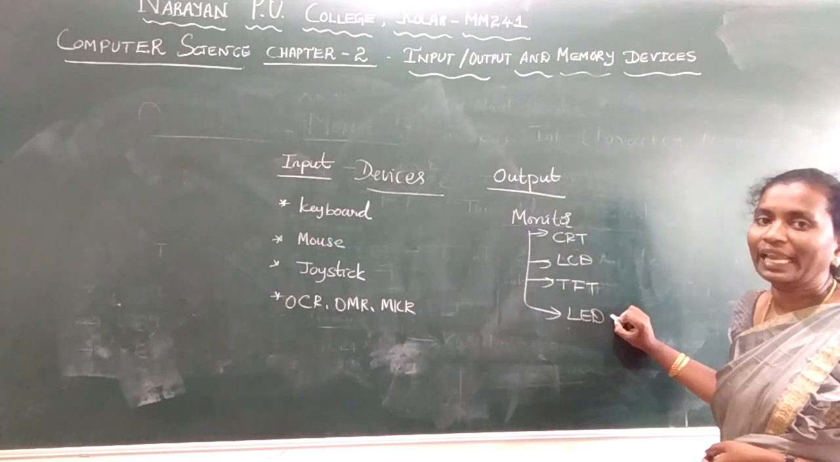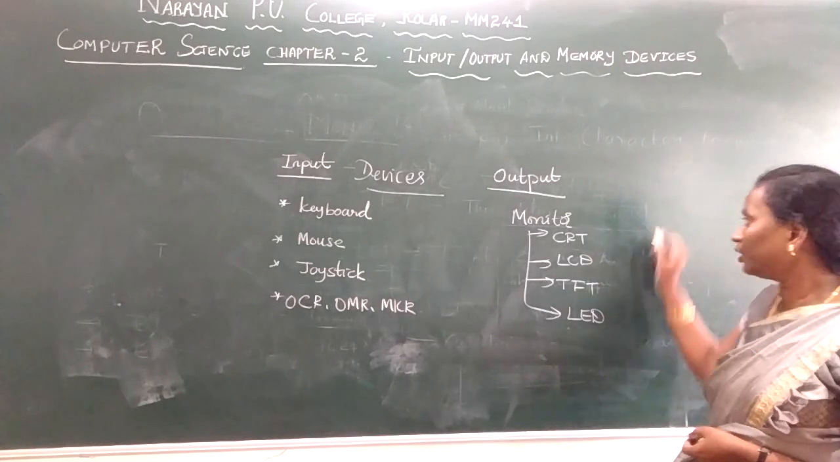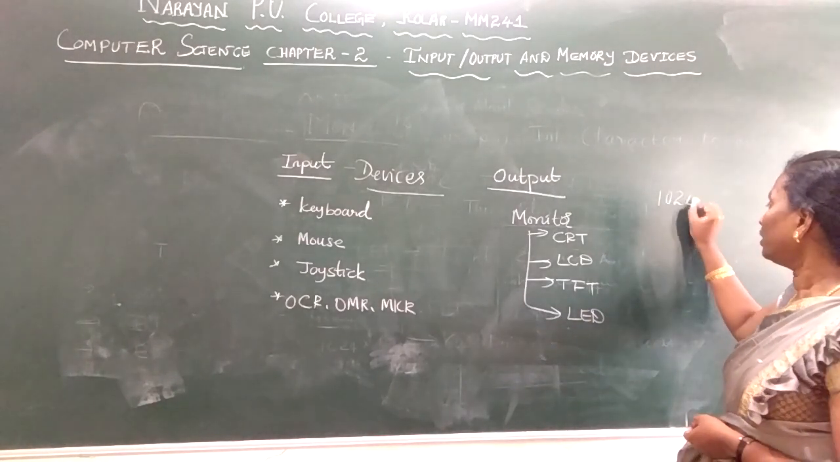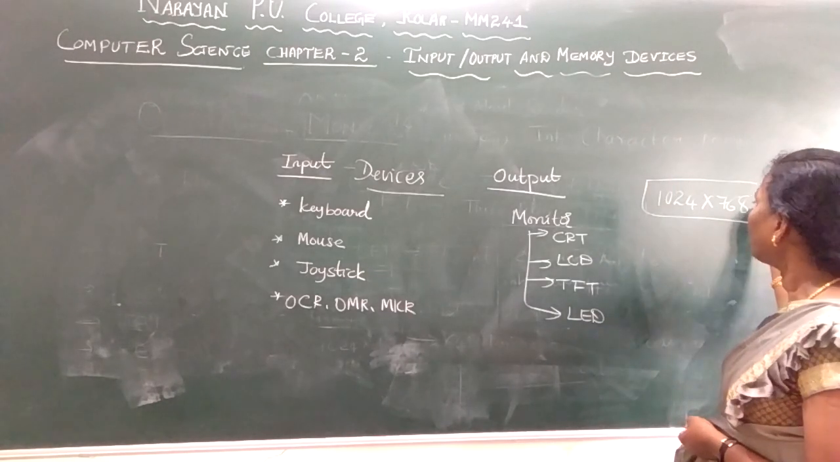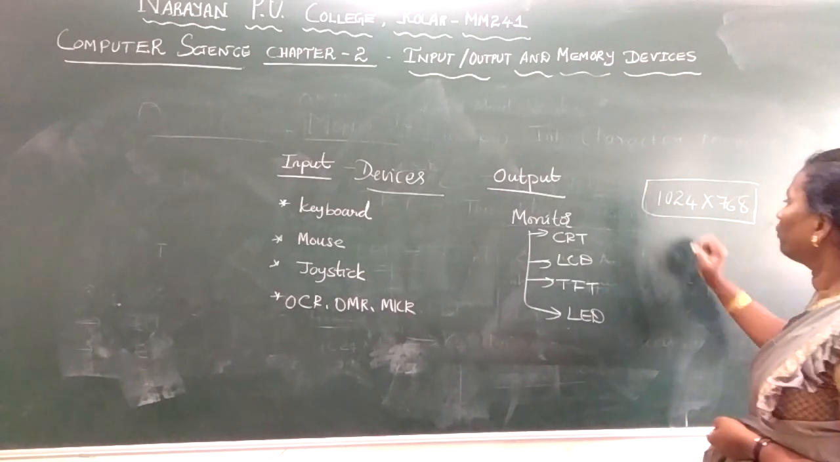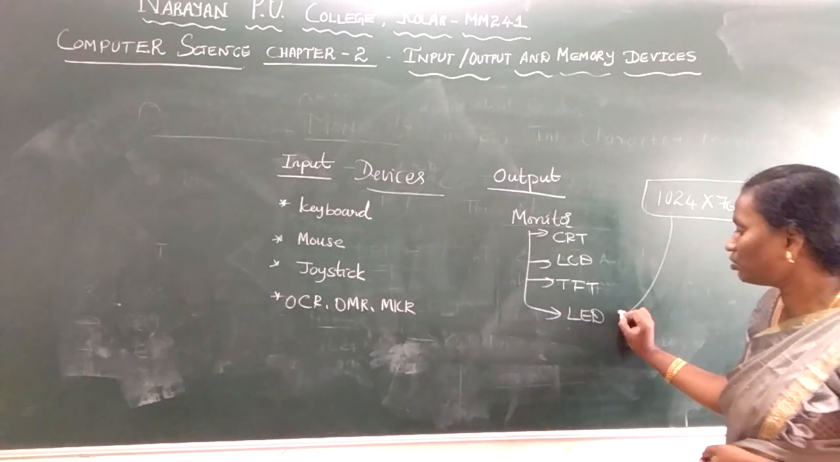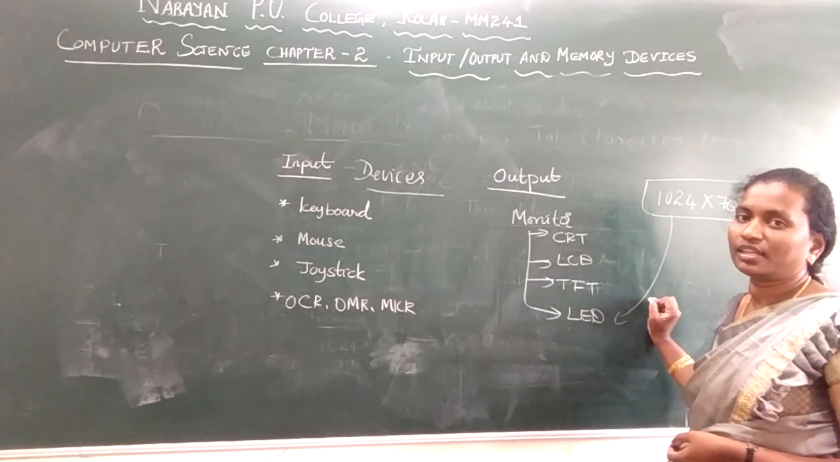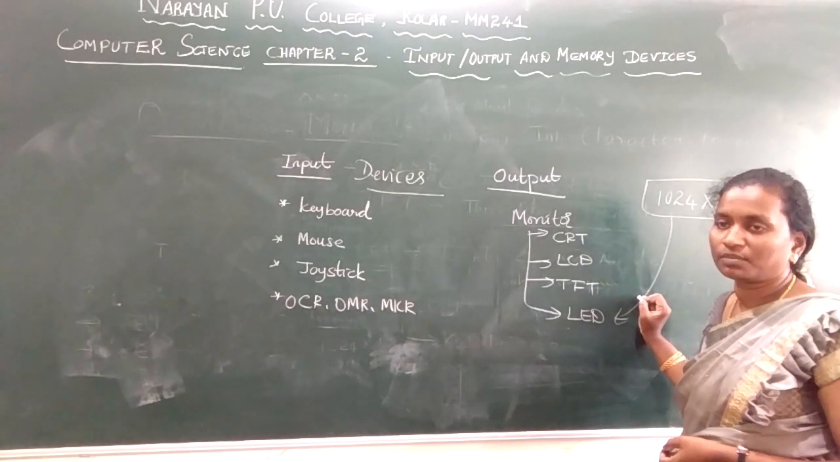Next, I discussed about LED, light emitting diode monitor. At the last I told you 1024 into 768. This type of resolution will give better clarity of images. They use this in the LED. And in modern technology, they even go for plasma, isn't it?